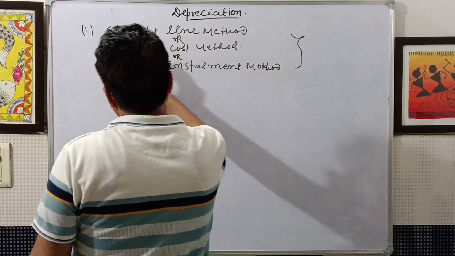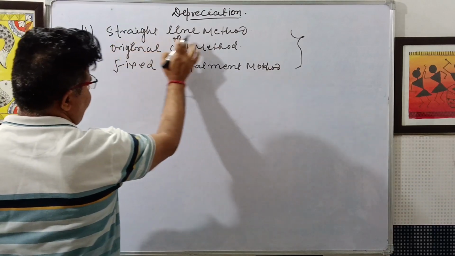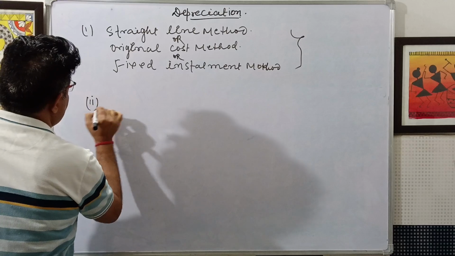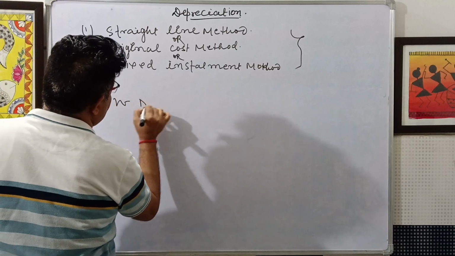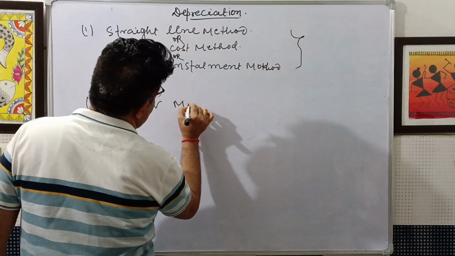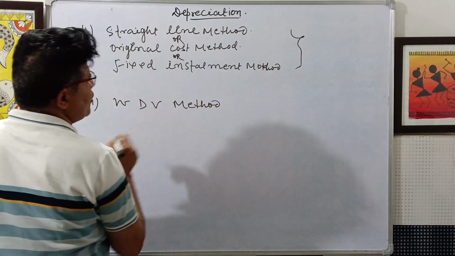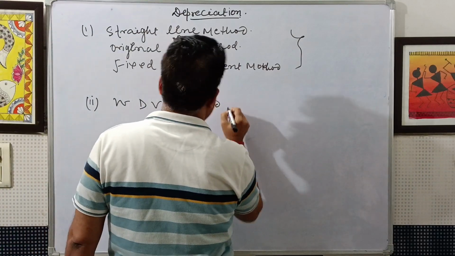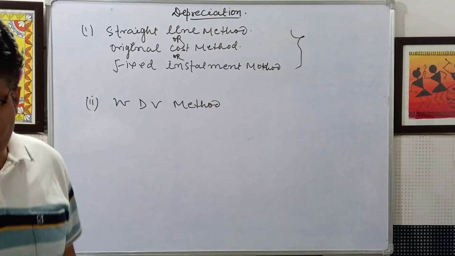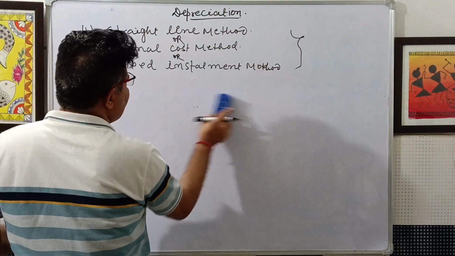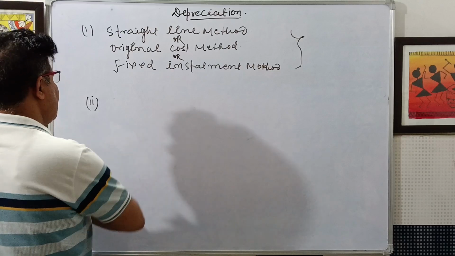Generally, in depreciation there are two kinds of method. The first one is the straight line method, and the second one is the WDV method. WDV method means written down value method.